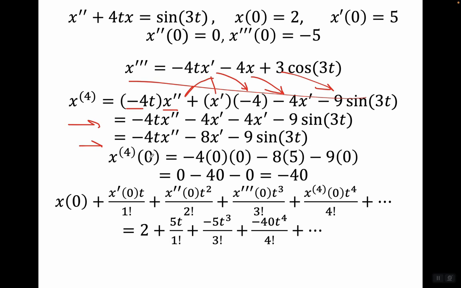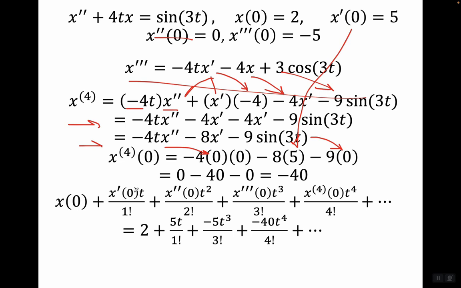So the fourth derivative of x at 0 is going to be negative 4 times 0, because t is 0 and x double prime is 0. We saw that a moment ago. Minus 8x prime. Okay, x prime of 0 is going to be 5. Minus 9 sine 3t. Sine 3 times 0 is just going to be 0. So we end up with a 0 minus 40 minus 0. In other words, negative 40. And we're done. So this is what we wanted.